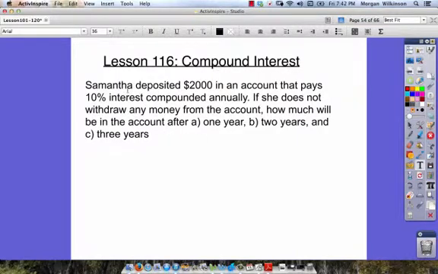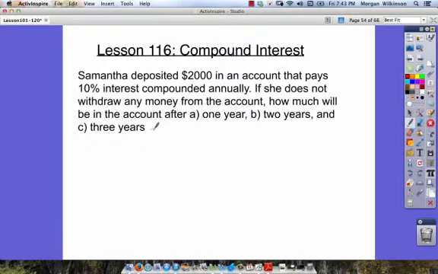Now, Samantha deposited $2,000 in an account that pays 10% interest compounded annually. If she does not withdraw any money from the account, how much money will be in the account after A, 1 year, B, 2 years, and C, 3 years? Now this is definitely a question, so we should add a question mark at the end. This does have more than one sentence, so you don't have to write this in your notes if you don't want to.